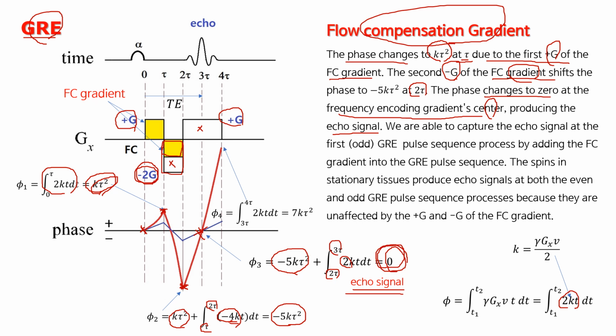The spins in the stationary tissues, the phase change is linear, that's plus G. So it changes in this way, and this is minus 2G. So this way, and plus G. So this is a linear change. So the spins in the stationary tissue also produce the echo signal because the phase is 0 at this moment. So we are able to capture the echo signal in the first order GRE sequence.